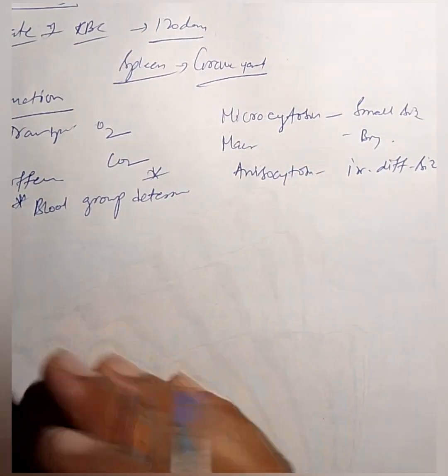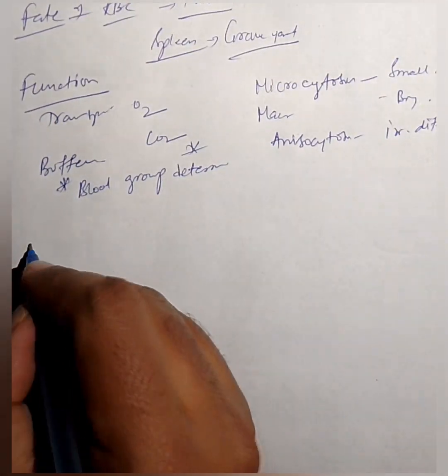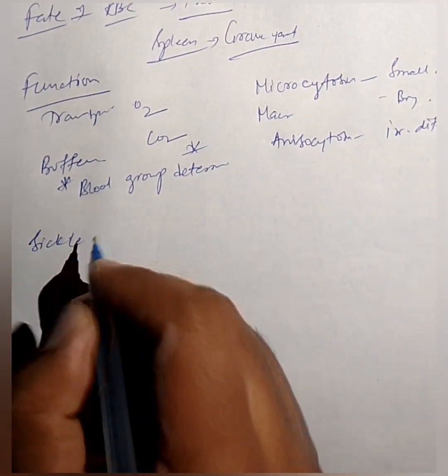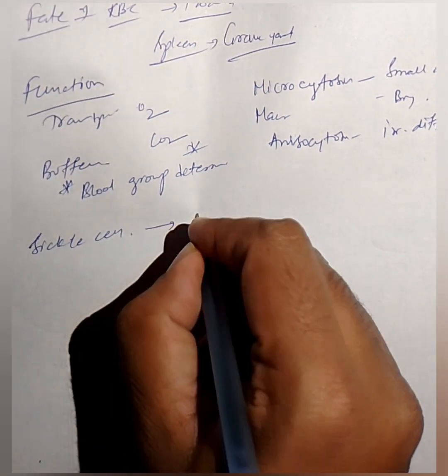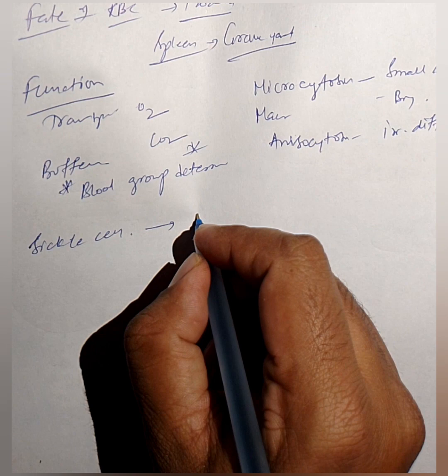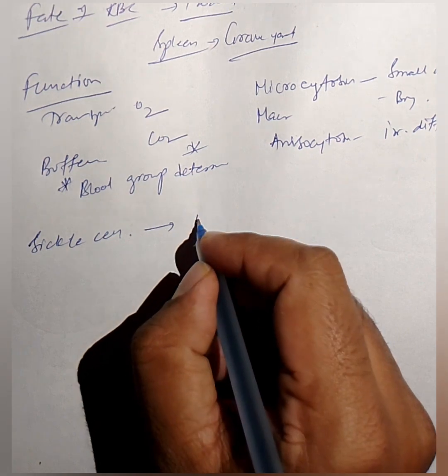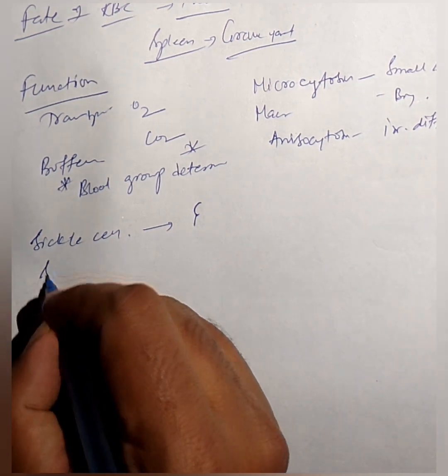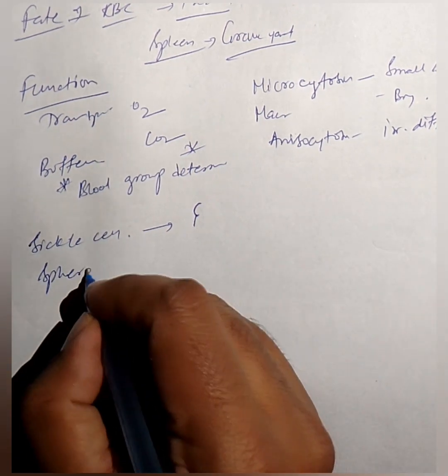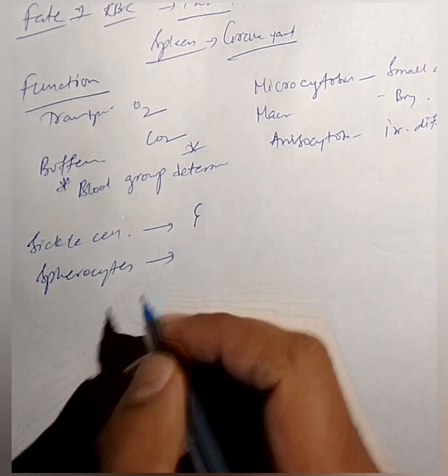And we can see even some variations in RBCs also. We can see sickle cell of the RBC. In this condition both ends will be pointed like a sickle shape. Next we can see spherocytes. This is also one of the abnormalities of the RBC.